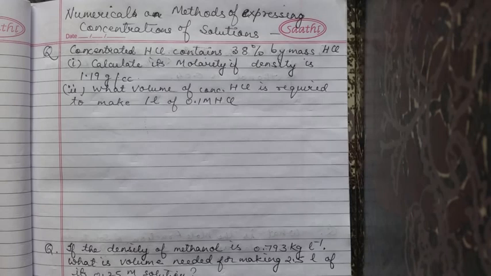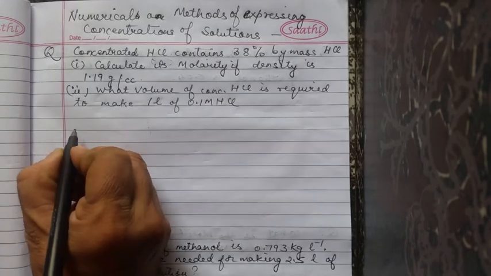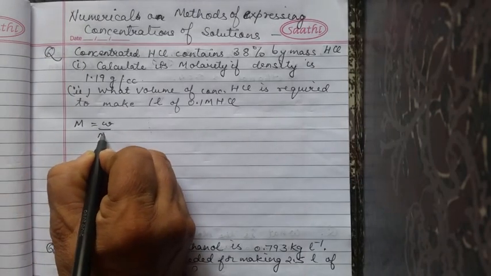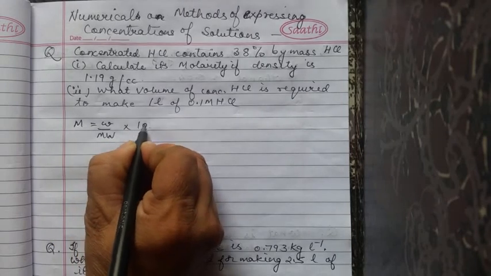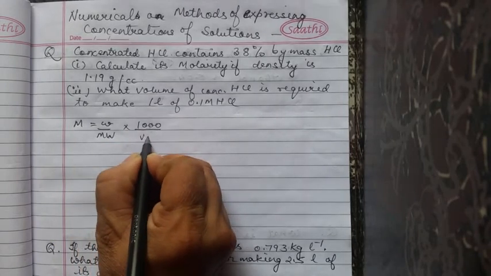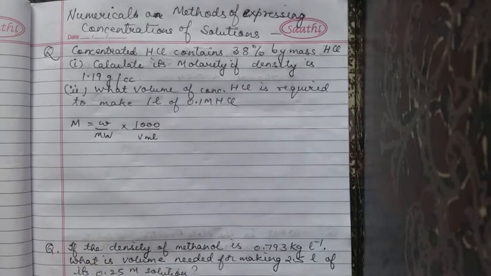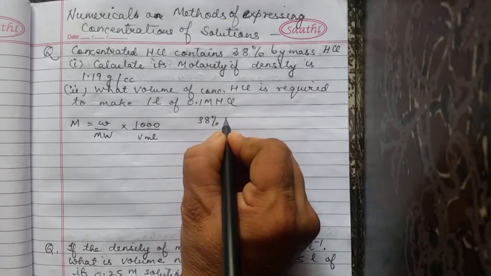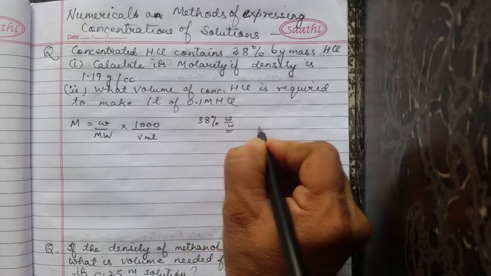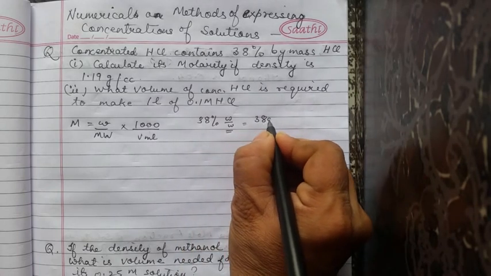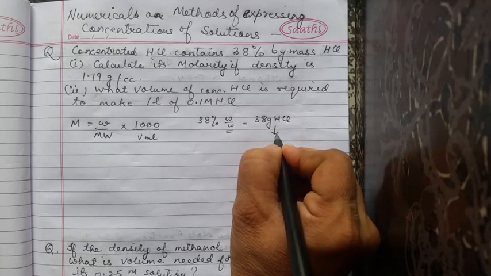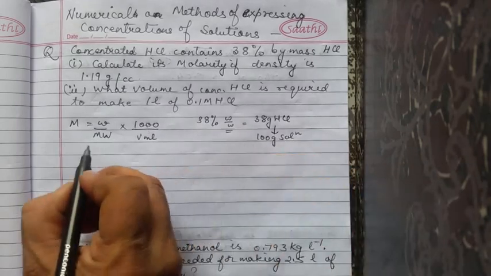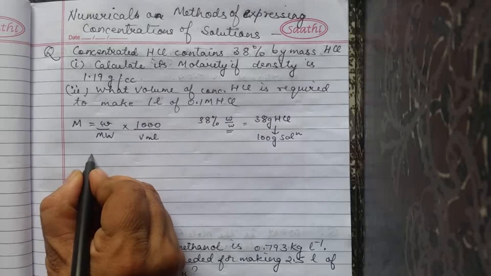There are two ways of doing this. First, let us see. If I write the molarity formula, I have weight by molecular weight into 1000 by volume in ml. This is the molarity formula. Now we know that 38% weight by weight is given to us. We mean by this that 38 grams of HCl is present in 100 grams of solution. That means this weight is given as 38.